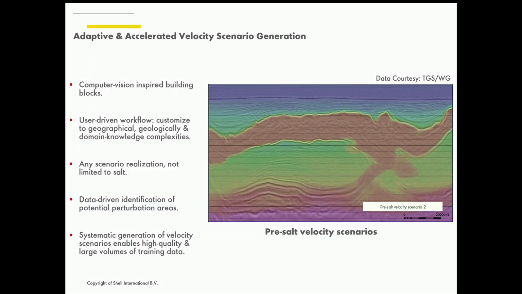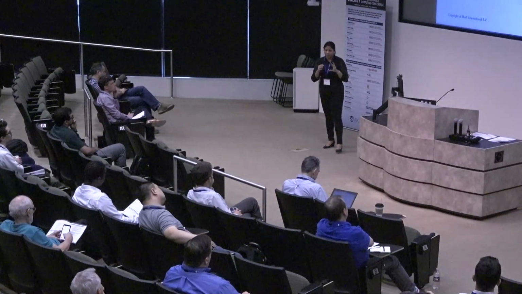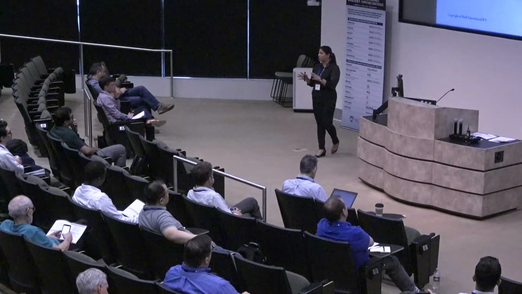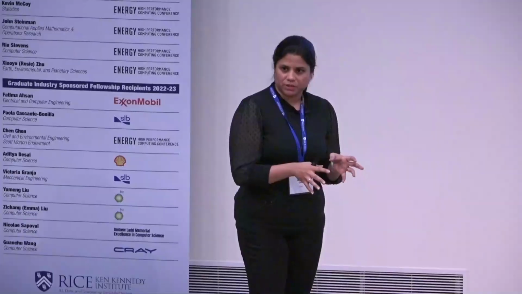So what do we have today? We have an adaptive and accelerated tool for velocity scenario generation that we have built, and it is able to generate scenarios in an accelerated manner, similar to what you see in the animation on the slide here. So how did we do this? We basically built functional building blocks from traditional computer vision workflows. And what we allow the user to do is take these building blocks and customize their workflow for the specific needs of their project, so that they are able to account for all of the variability and the subjectivity in a particular project.